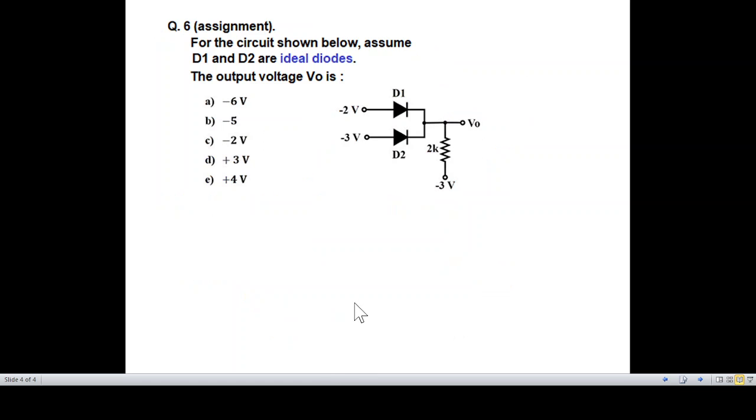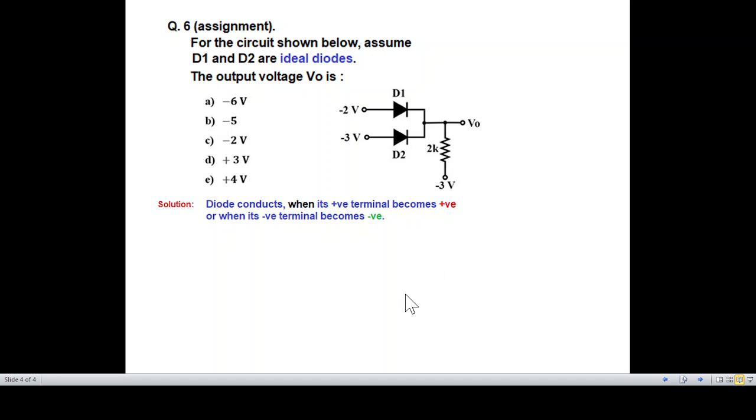And now we come to the assignment question. We follow exactly same logic. Here the diodes are ideal diodes, and there are 5 choices given for the V output. Same logic we will follow. Now, which positive terminal is more positive? You can see this is -2, and this is -3, both are negative. But which one is closer to positive?